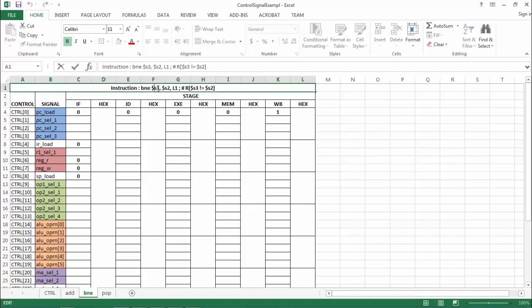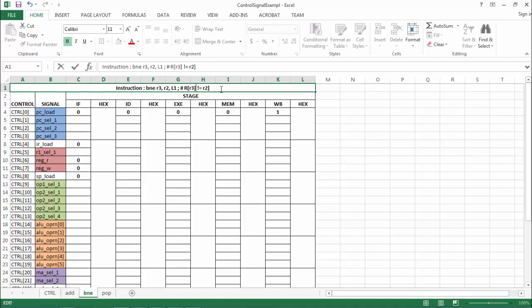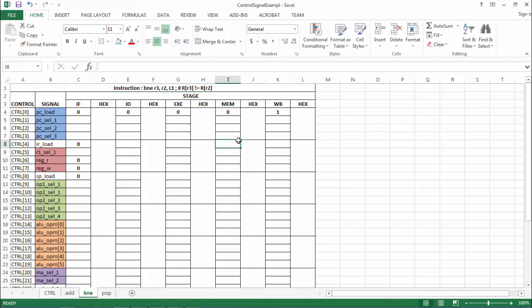Let me just change it for our convention. R3 instead of MIPS, R3 R2, and let's assume R3 is not equal to R2. The content of R3 is not equal to R2. So this thing, let's say, okay, this makes more sense. Content of R3 and R2 are not the same.